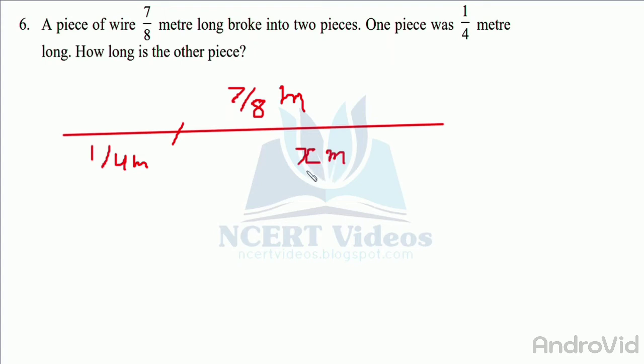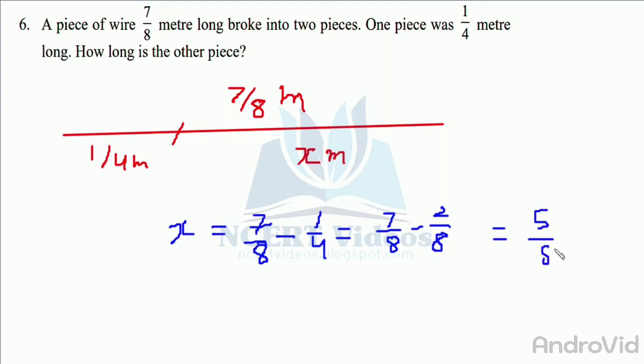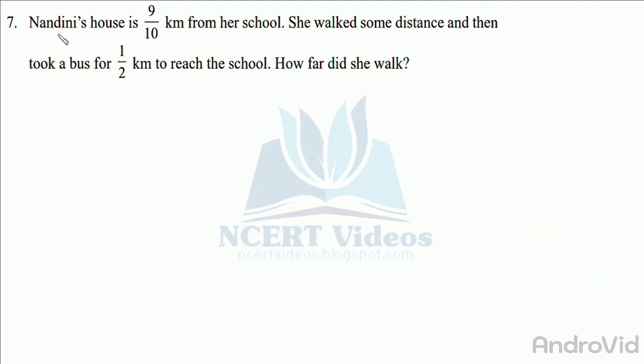So x would be simply subtracting 1/4 from 7/8, because 7/8 is bigger than 1/4. Therefore, multiplying the other fraction by 2, 7/8 minus 2/8. So 2 parts out of 8 have to be subtracted. So it comes out to be 5/8. So x is 5/8, that is the other piece's length in meters.